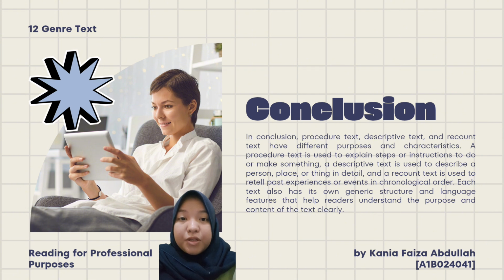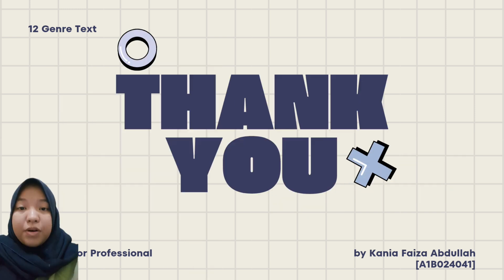In conclusion, procedure text, descriptive text, and recount text have different purposes and characteristics. Procedure text explains steps or instruction. Descriptive text describes a person, place, or thing in detail. And recount text retells past events or experiences in chronological order. Each text also has its own generic structure and language features that help readers understand the content and purpose of the text clearly. Alright, that's the end of my video explanation about procedure text, descriptive text, and recount text.